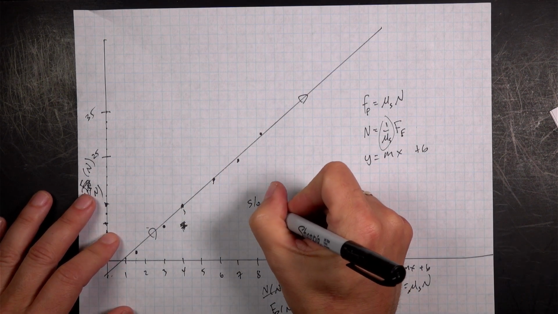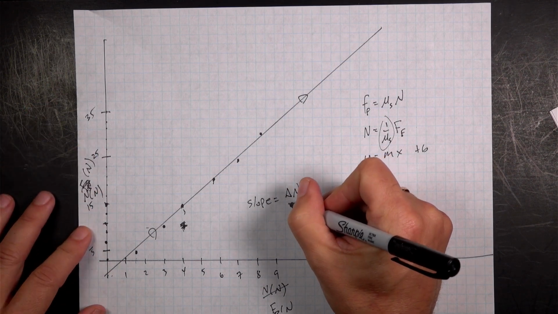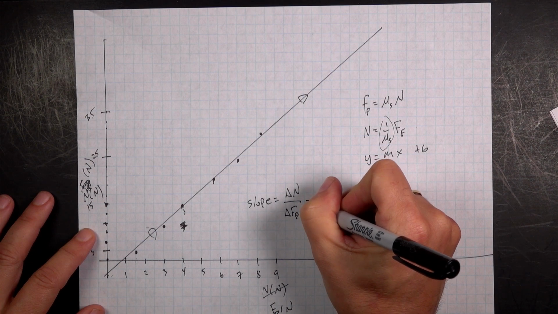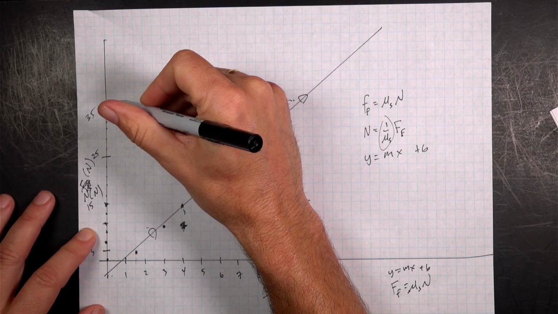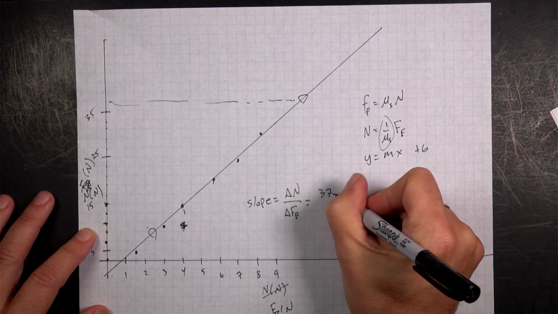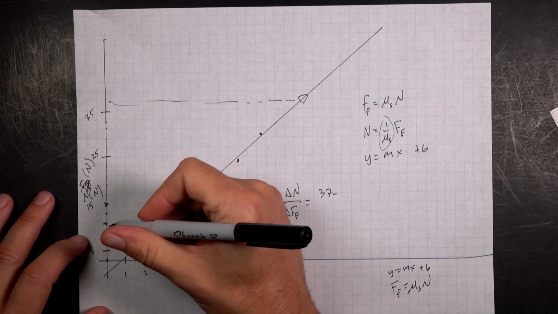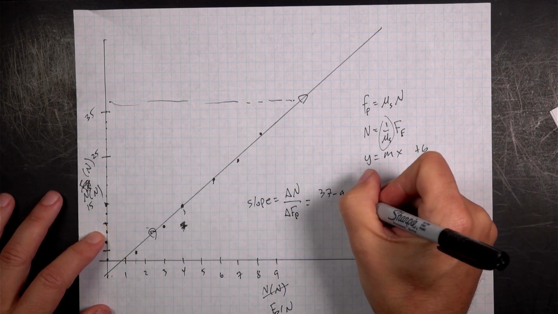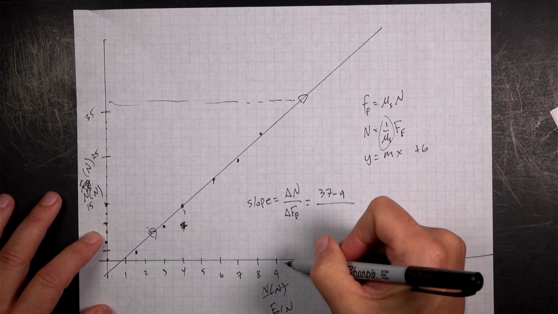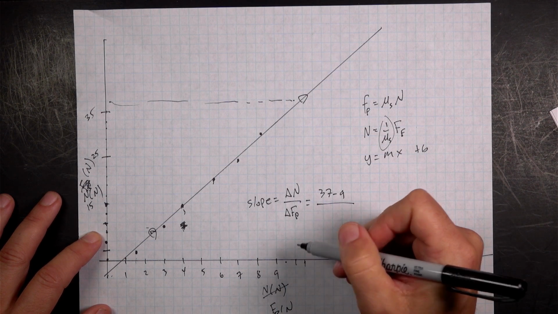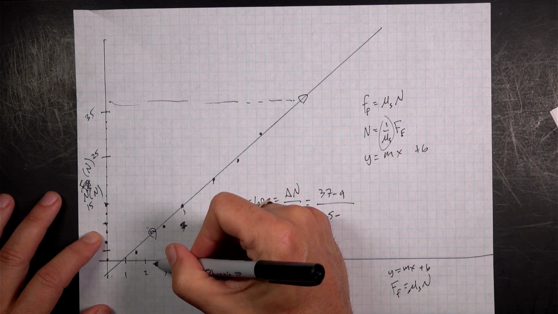Okay, so slope is going to be delta N, the change in the vertical, divided by the change in the horizontal. So let's see. N over here is 37 minus this N, which is 7, 9, divided by this horizontal value, which is right here. So it's going to be 10.5 minus the value right there, which is going to be 2.5.